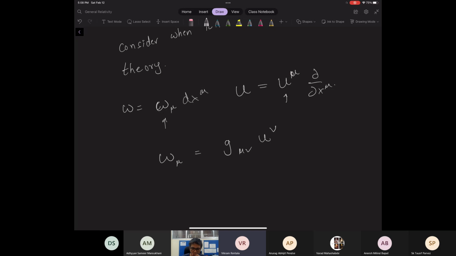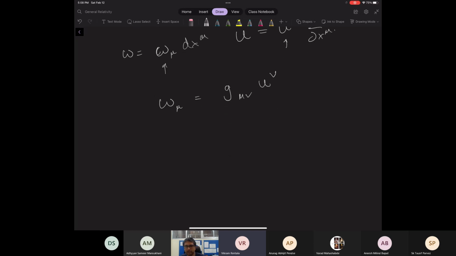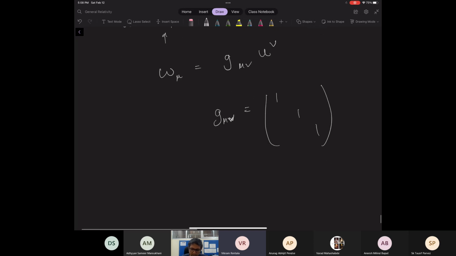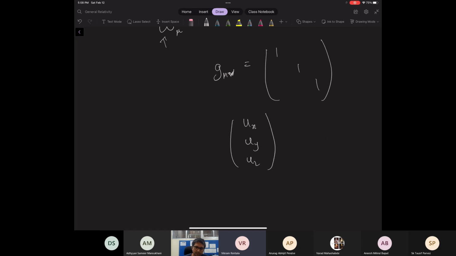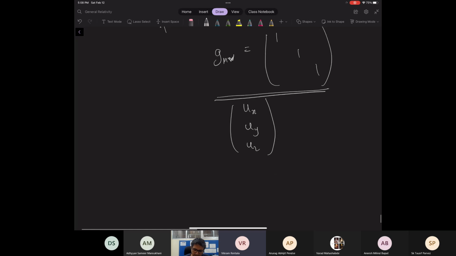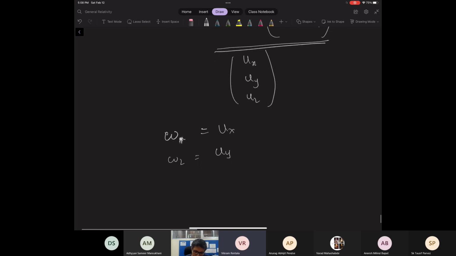Now, if I'm in Euclidean space, and in a Cartesian basis, then g mu nu is equal to 1, 1, 1. This means any vector which has components ux, uy, uz has a corresponding dual vector, and the fact that you can define a corresponding dual vector is only because you already have a metric. So once I have a metric, the dual vector components omega 1 will be just ux, omega 2 will be uy, and omega 3 will be uz.